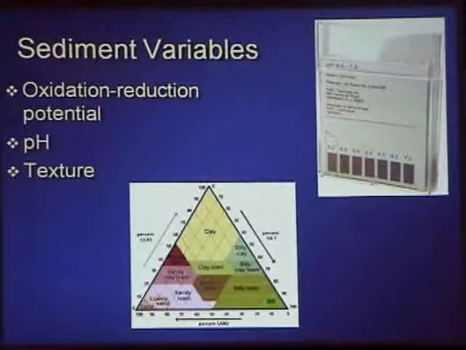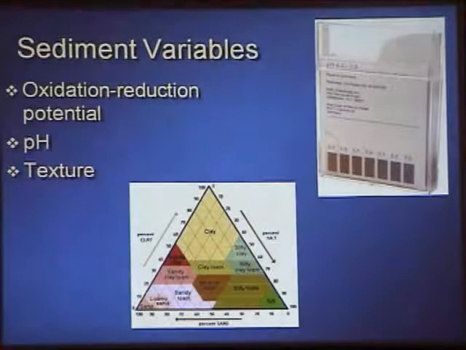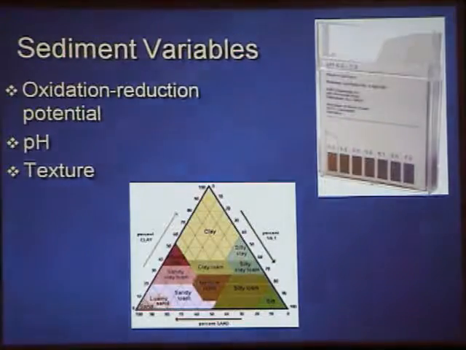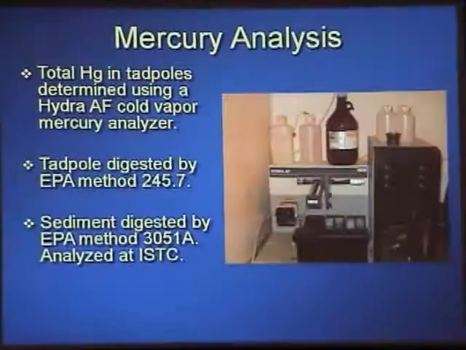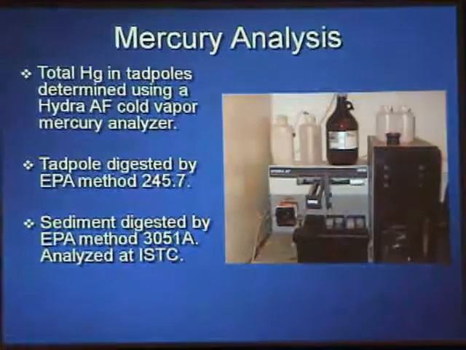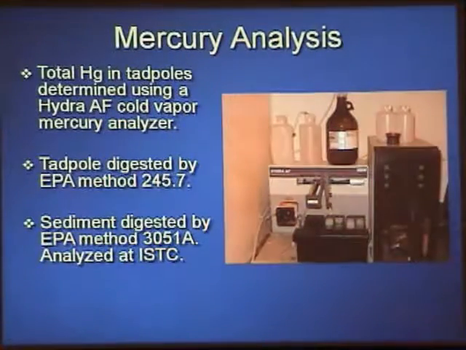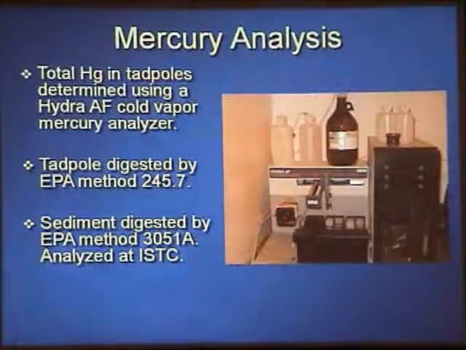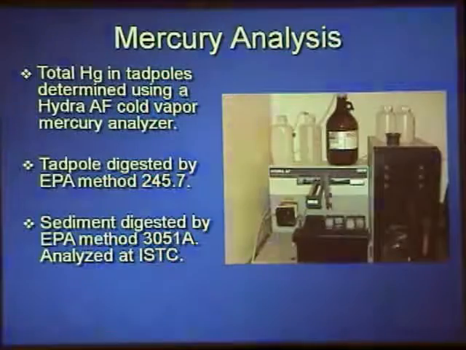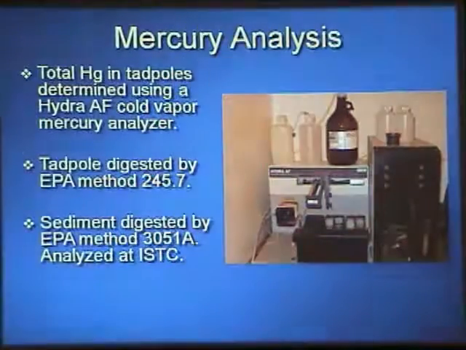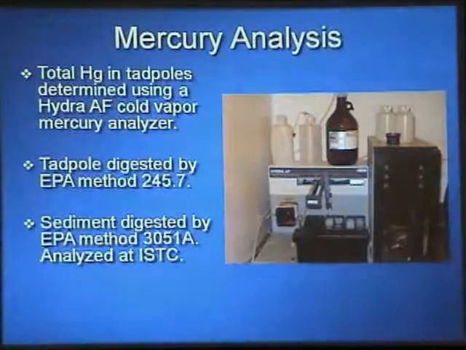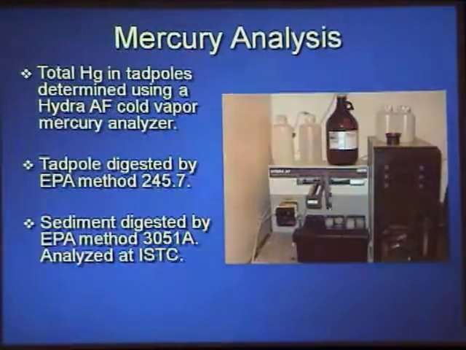Sediment samples were brought back. We also determined the redox potential, pH, and texture for the individual sediment samples. And we measured total mercury concentrations in tadpoles using an AF cold vapor mercury analyzer in our laboratory. The tadpoles were digested following EPA method 245.7. Sediment samples were digested and analyzed here at the ISTC.